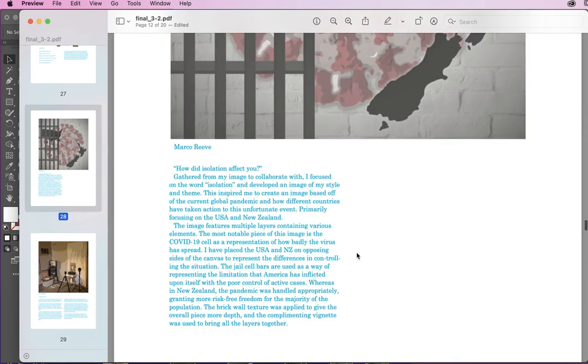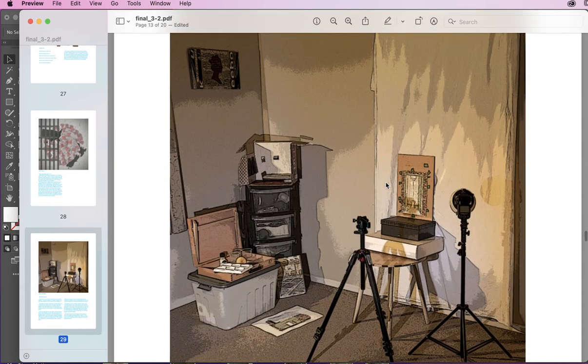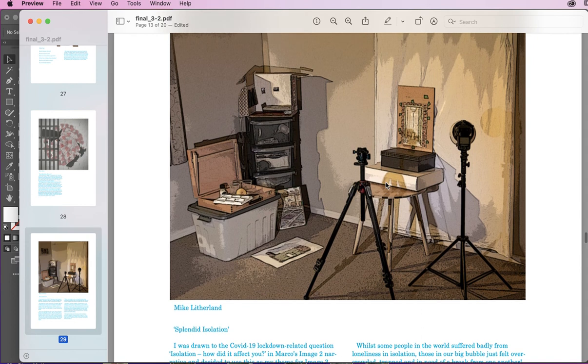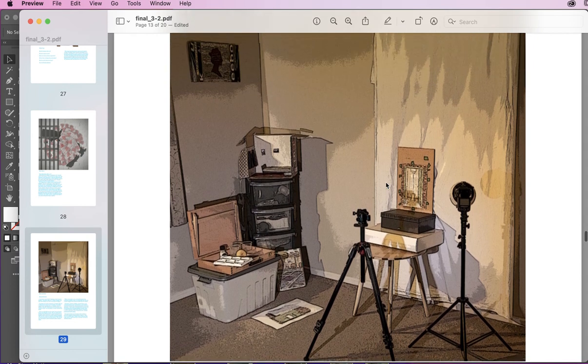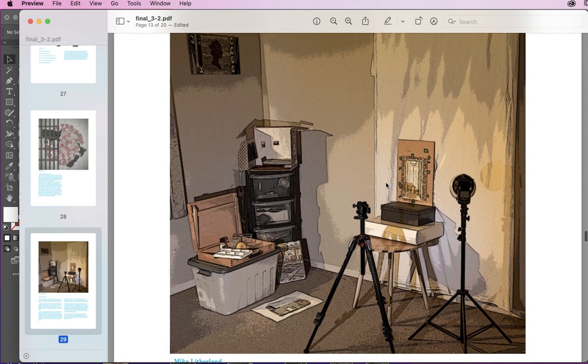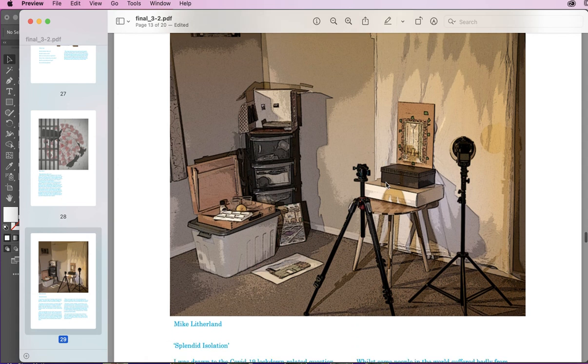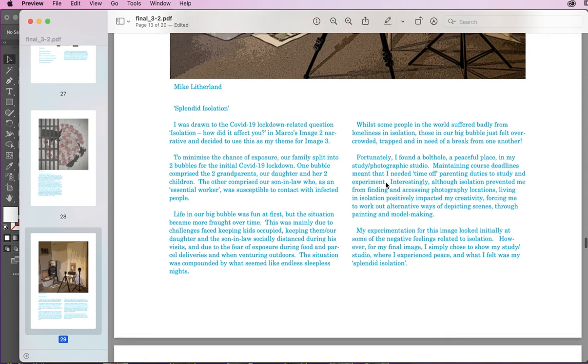The next person then reacts to this image, and they talk about the splendidness of isolation, that actually when they were isolated, for them, they had a great time. They got more work done, they spent more time with family, and that actually for them they felt it was a positive experience.